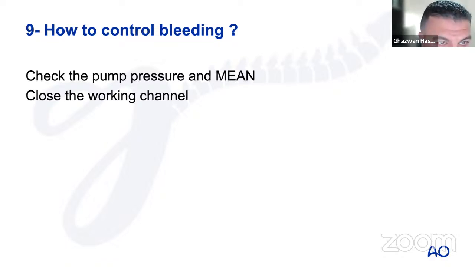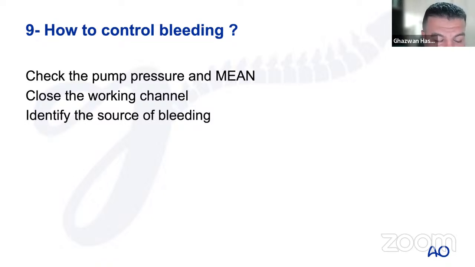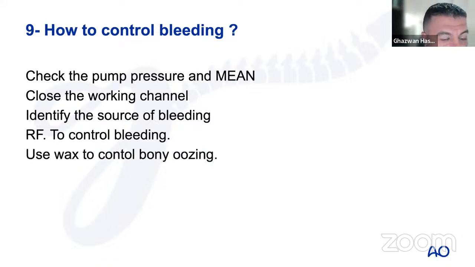So I think you have to control the mean pressure and the pump pressure the first time, and we used to close the working channel to make the field clear, identify the source of the bleeding and tackle it with the RF to control it. And sometimes when you see oozing from the bone itself, this happens in some cases of stenosis or UBE cases, you can use wax just to control it.